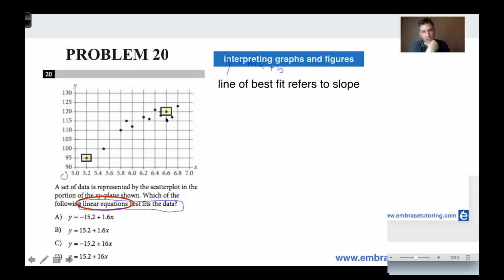So what I'm going to do is choose my x values here and my y's. Slope equals 120 minus 95 over 6.6 minus 5.2. I'm choosing my x and my y values, and I get 25 over 1.4.